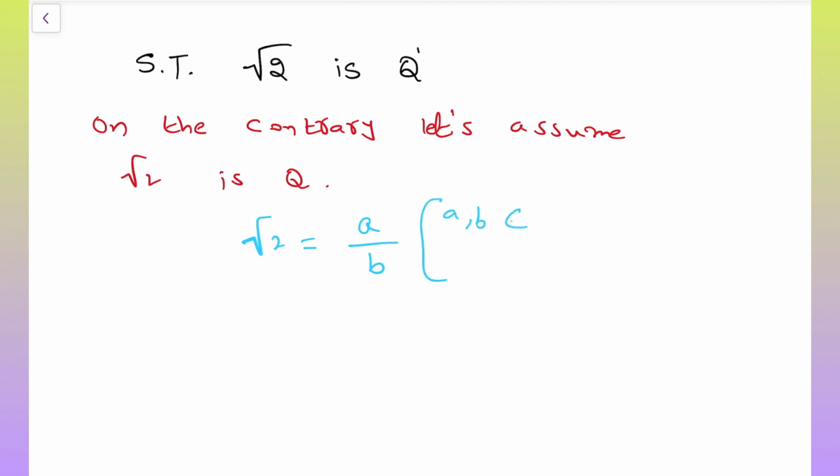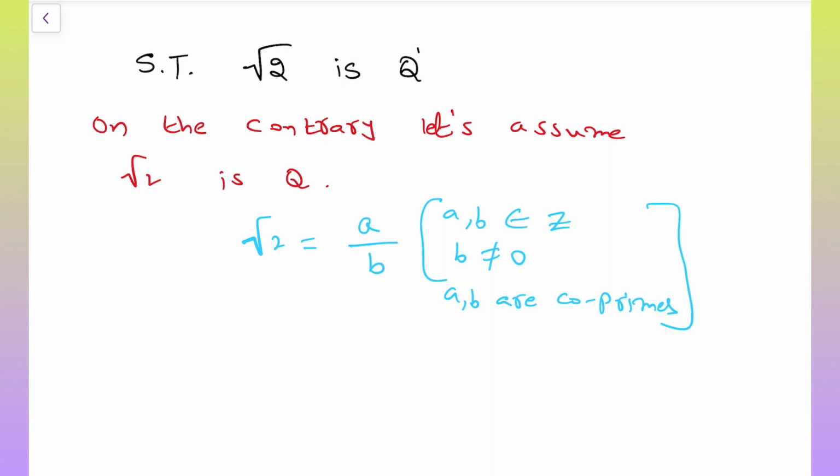a, b both belong to integers and the denominator, that is b, is not equal to 0. And besides these two conditions, we need to write one more condition, that is a, b both are co-primes. a, b are co-primes. What exactly do co-primes mean? a and b both have only 1 as a common factor. Okay, now let us continue our process.